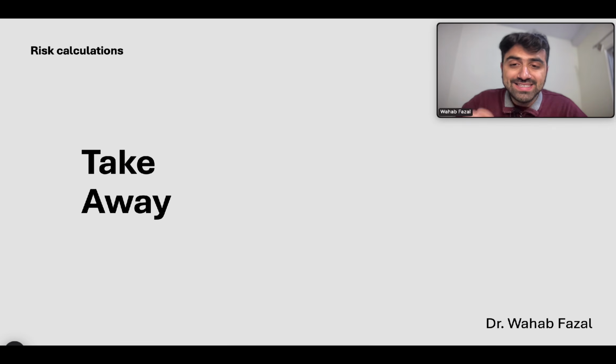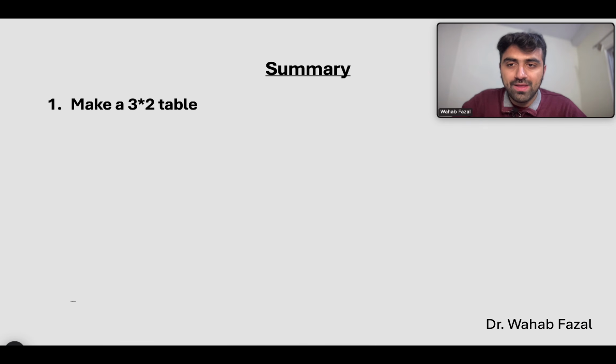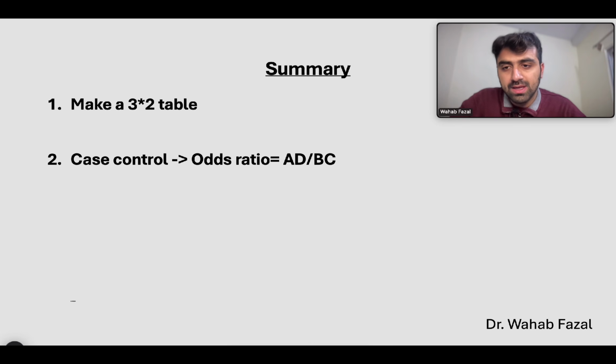So in the end, let us summarize this whole topic. You make what is called a 3x2 table, meaning 3 columns and 2 rows. You include the total exposed and total unexposed as well, because that helps you solve all of the risk ratio and odds ratio equations. Then for case control, look at the second last word, which is odds, so odds ratio. Just remember the equation, it works in cross: AD over BC.